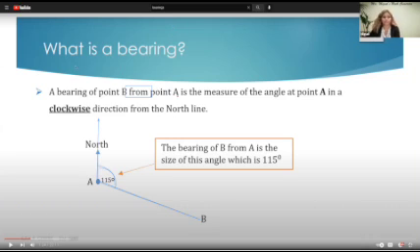So let's write a note. So underneath, you're going to write the word bearing and you're going to write what I have here. So I'm going to type it. A bearing is a measure of an angle in a clockwise direction from the north line.